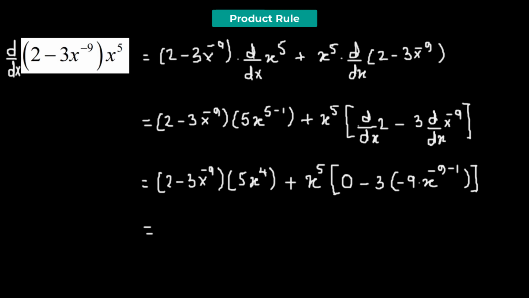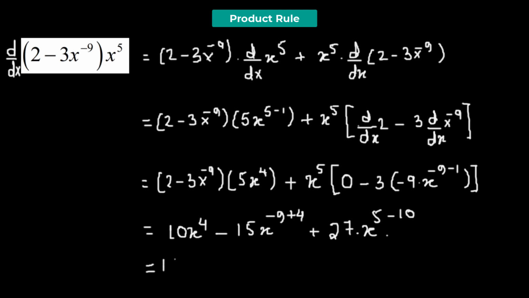So we have 2 times 5x raised to the power of 4, which is 10x raised to the power of 4, minus 3 times 5, which is 15x raised to the power of negative 9 plus 4, plus we have negative 9 times negative 3, which will be positive 27. So we have positive 27 times x raised to the power of 5 times x raised to the power of negative 10. So we can add the indexes. So we have 5 minus 10.